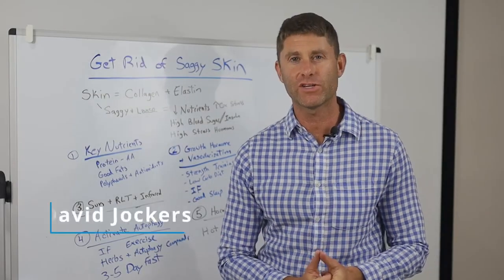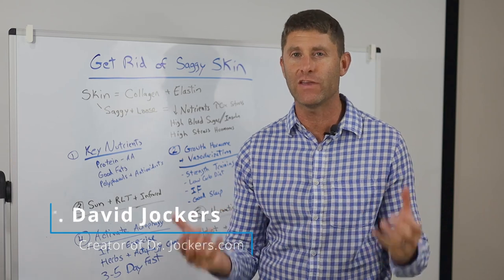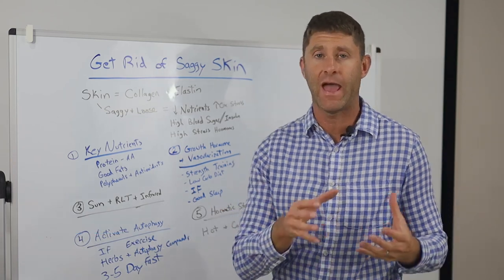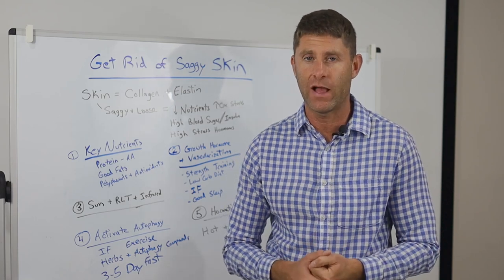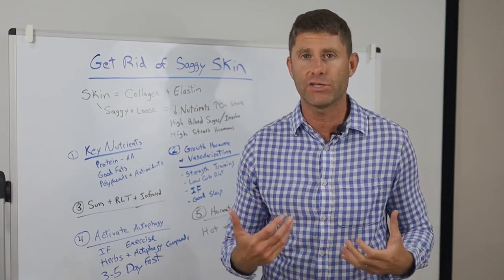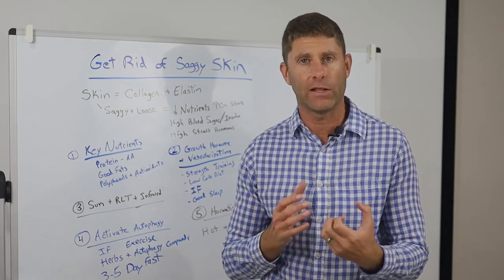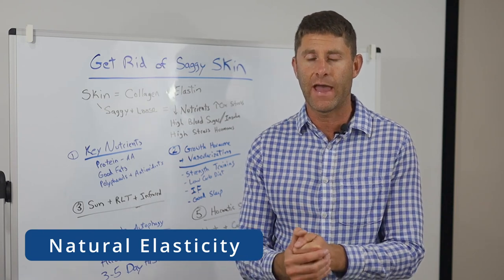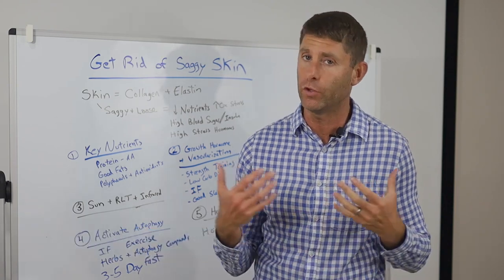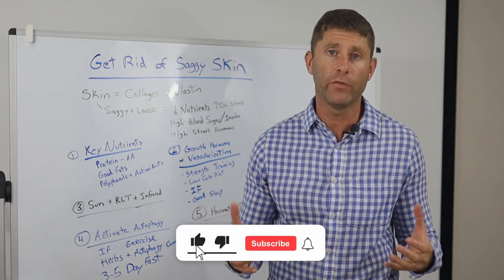So one of the most common questions that I get is, how do I get rid of this loose, saggy skin? People will especially tell me this after they've lost weight. They've got this extra skin around, but also as people age, their skin just starts to get loose and saggy, and it loses the natural elasticity that is very desirable because it looks a lot better, and it's healthier for the body.